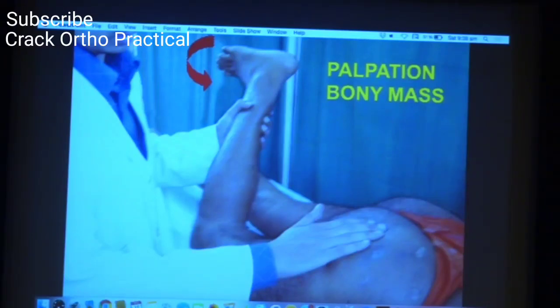I think we have come to the end of the hip joint examination, and I hope in your day-to-day examination of the hip, this will help you. If there are any questions, we can take them.